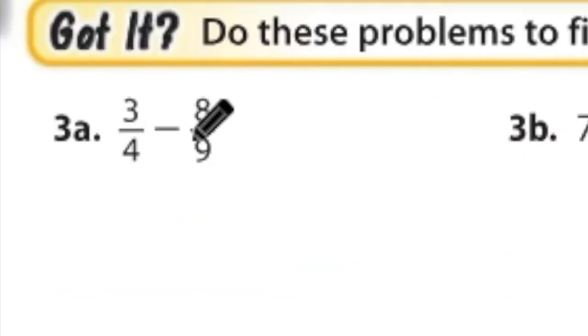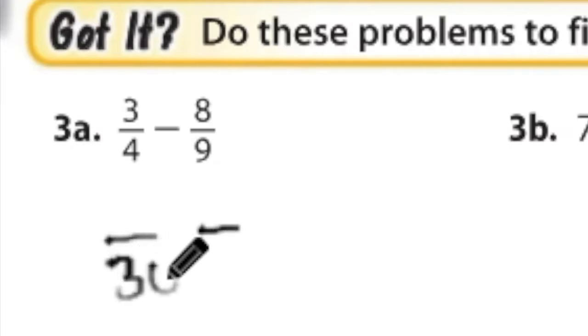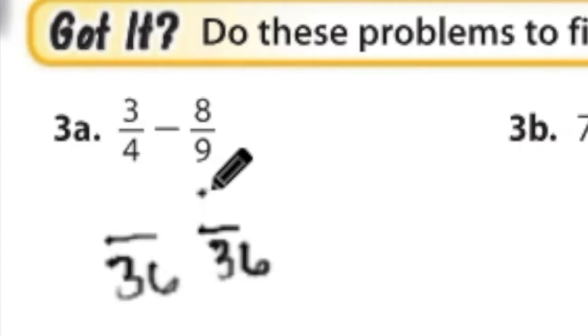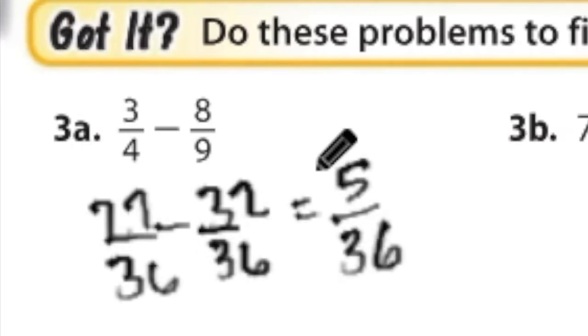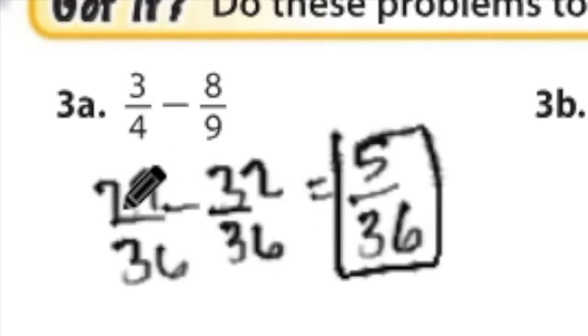For the Got It problems at the bottom, 3A, the common denominator for 4 and 9 is 36. 8/9 becomes 32/36, and 3/4 becomes 27/36. 27 minus 32 is 5, and the denominator is 36. Since we're taking 27 minus 32, it's a -5. The final answer is -5/36.